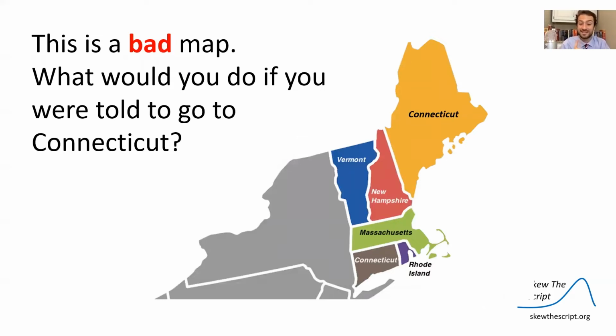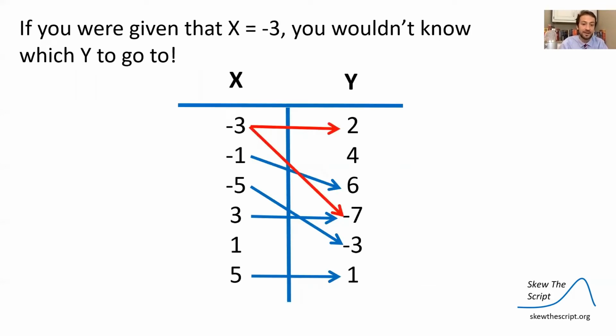However, this is a bad map. If I told you to go to Connecticut, what would you do? Where would you go? You'd probably be confused. You can see there are two separate spots labeled Connecticut on this map. This is the same idea with our function table. If you were given that X equals -3, you wouldn't know which Y to go to, 2 or -7.